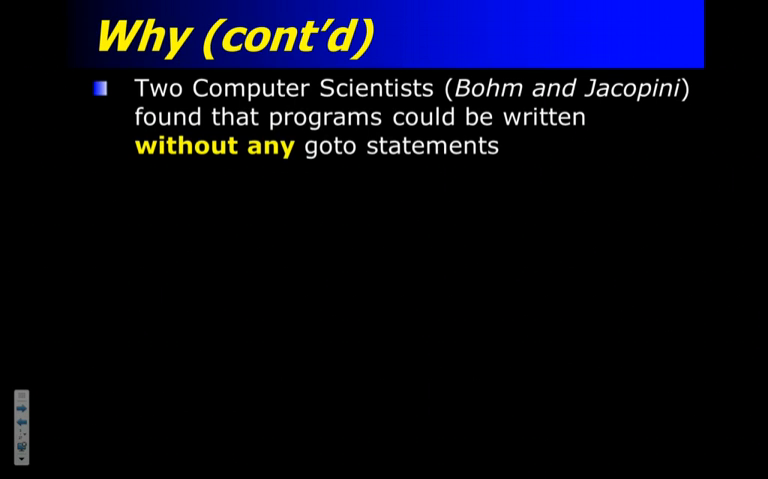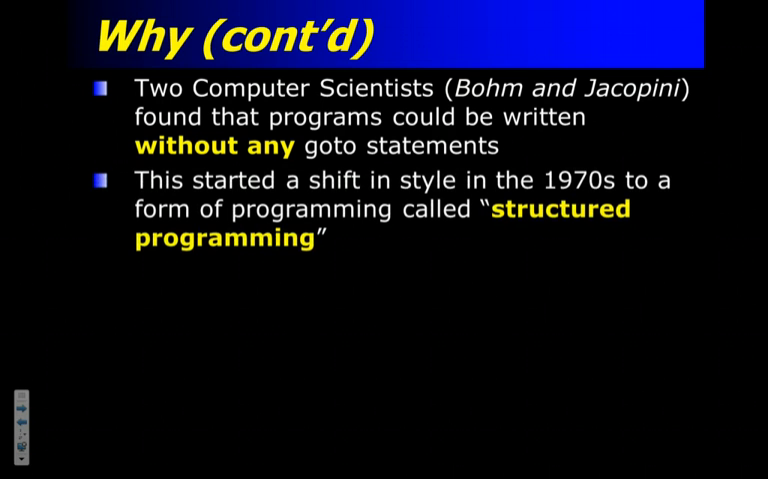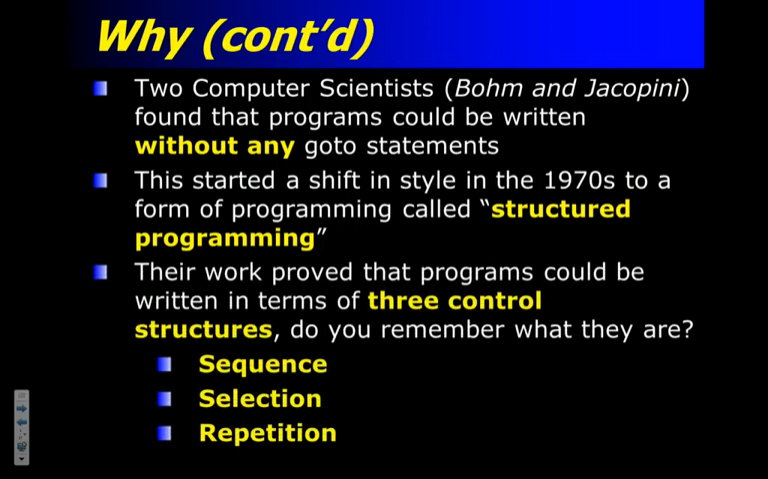So two computer scientists, Böhm, who has one of those umlauts over the O so I can't pronounce it properly, and Jacopini, found that in studying computer science, you could write programs without using any go-to statements. They developed a new paradigm in programming called structured programming. They shifted programming in the 1970s to have structure to it. And they found that you could write programs using these three control structures.